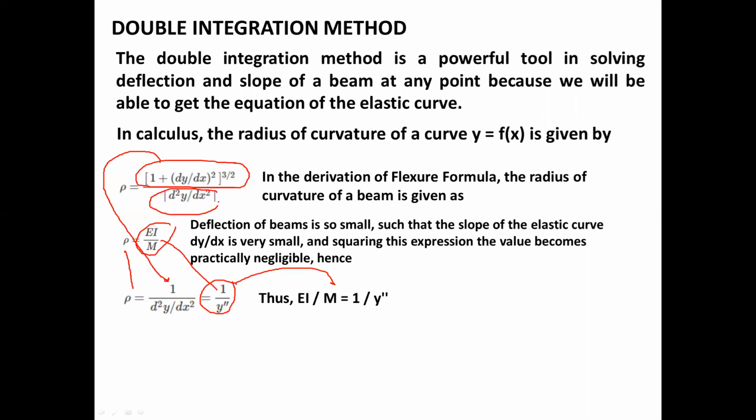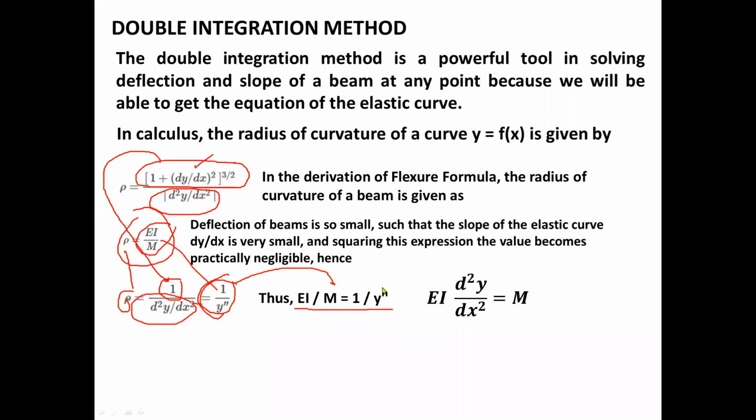Ito mamimaintain lang sa baba. Kapag in-apply natin ang algebra sa ating numerator, ang value niyan is simply equal to 1. But d²y/dx² is 1/y''. And equating these two equations of rho, we will finally arrive with this equation: EI/M = 1/y''. Then coming up next, ganito siya. Okay? Aralin ninyong maigi yung equation.